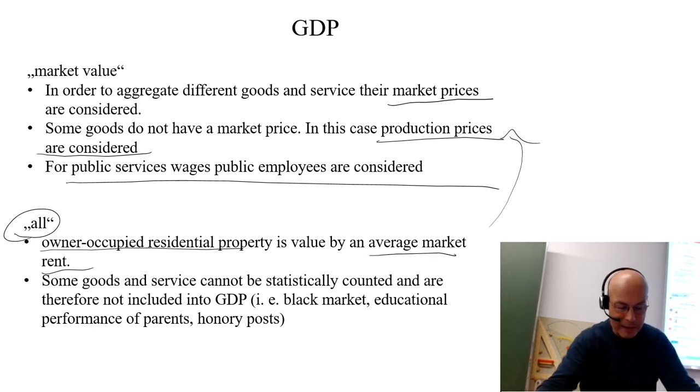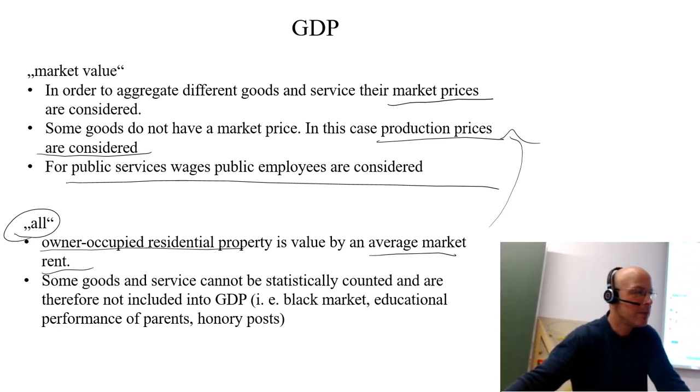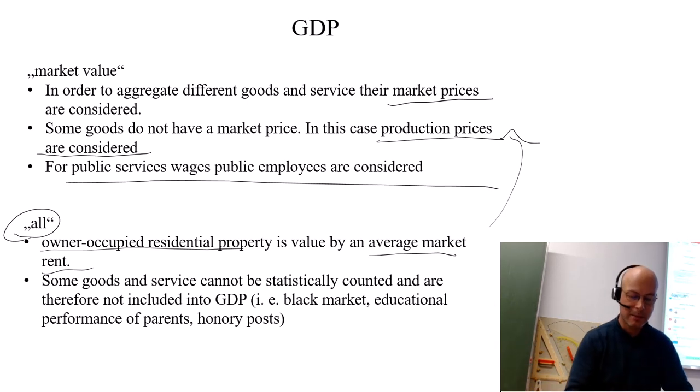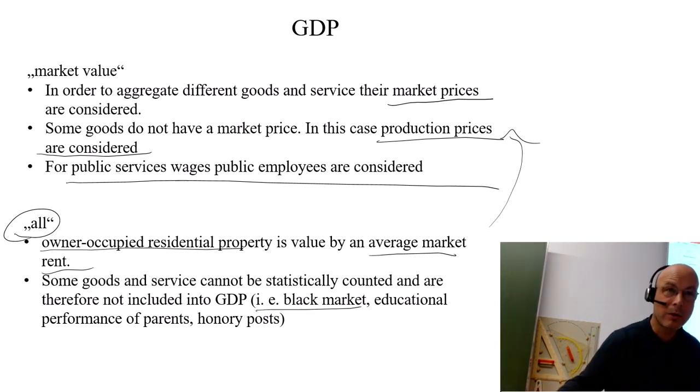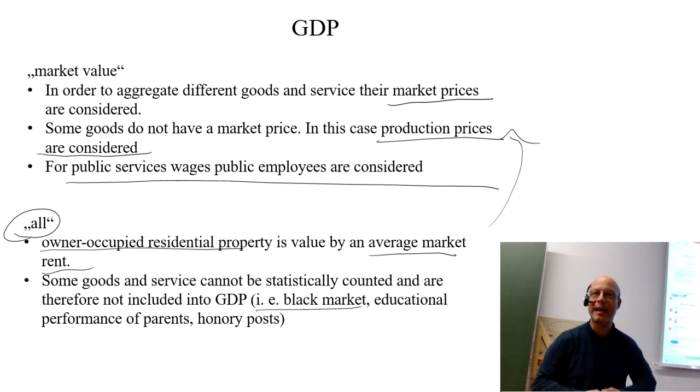Well, but then there is, of course, also something which we can hardly count statistically in practice. And if we have this general problem, then we have to admit we cannot count it. And what is it? Well, also in our countries, there is a black market. Many things are produced and we don't get the data.